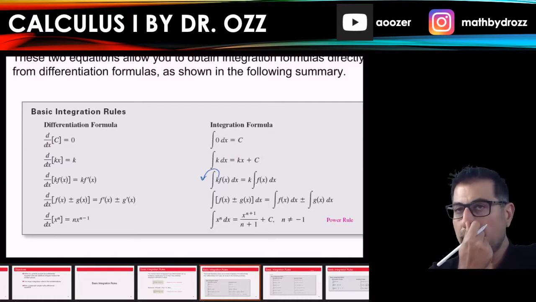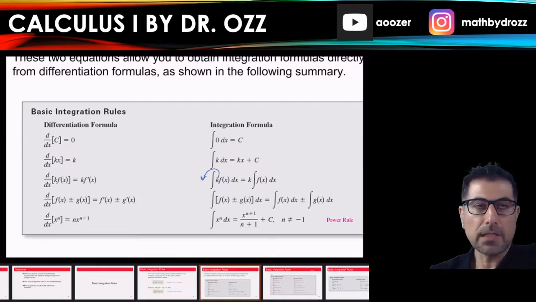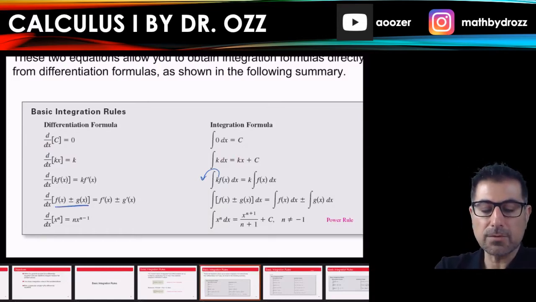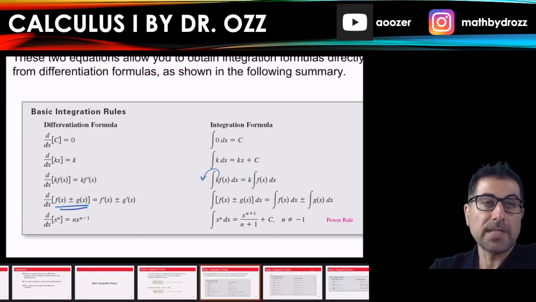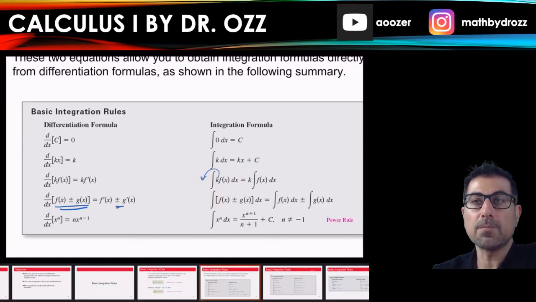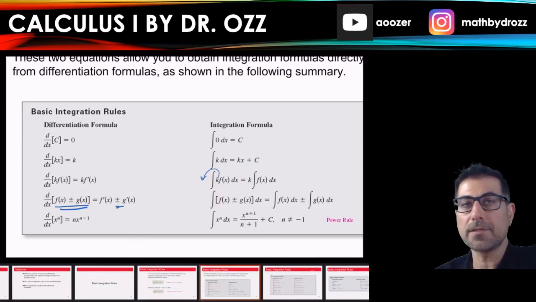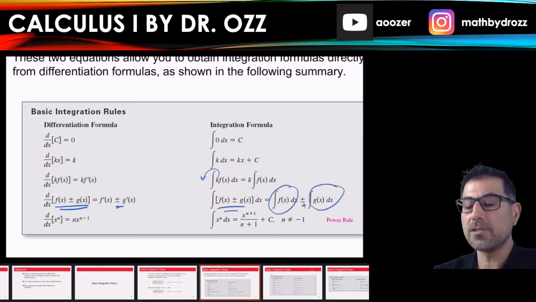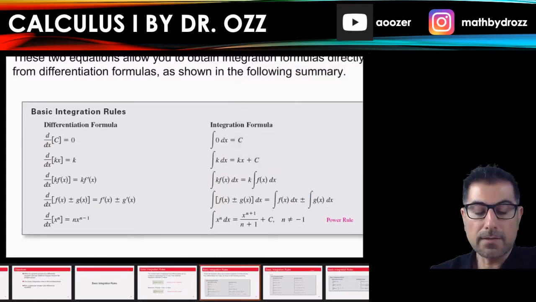And we had another operation that was allowing us to use the divide and conquer technique. If you have two functions added or subtracted, when you take the derivative of that, it's equivalent to taking the individual derivatives and carrying forward the plus or minus sign. And you can do the same thing in integration or anti-differentiation. So the integral of the sum or difference of two functions is the sum or difference of the integrals of the two functions, essentially.